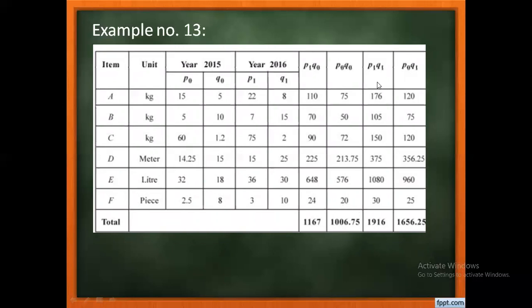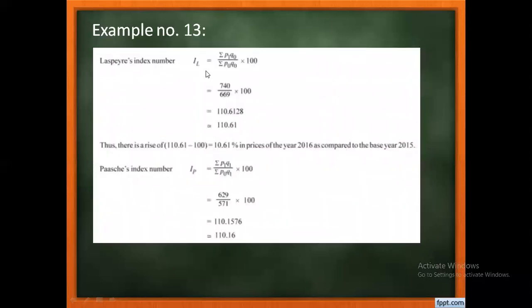Similarly, we'll calculate P1 Q1, P1 into Q1, right? And the total of this is sigma P1 Q1, which is 1916. Similarly, we'll find P0 Q1, P0 into Q1. The total of this is your sigma P0 Q1, which is 1656.25. Now put this amount in your formula.